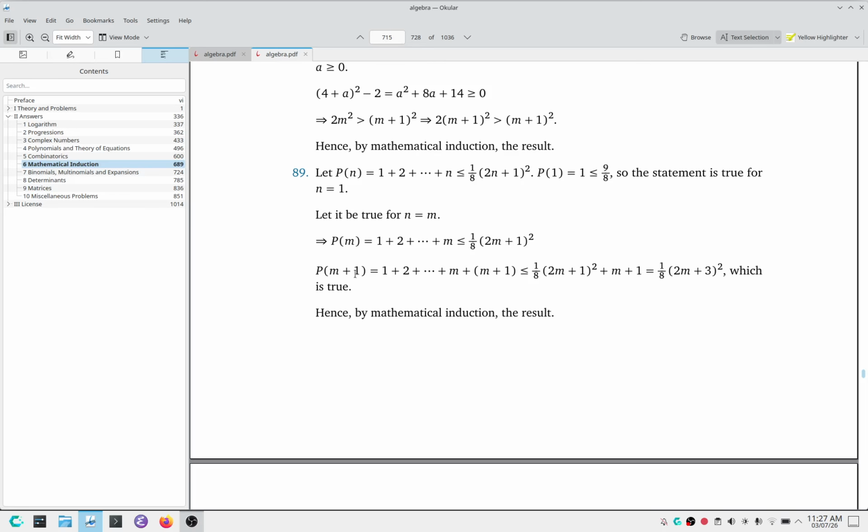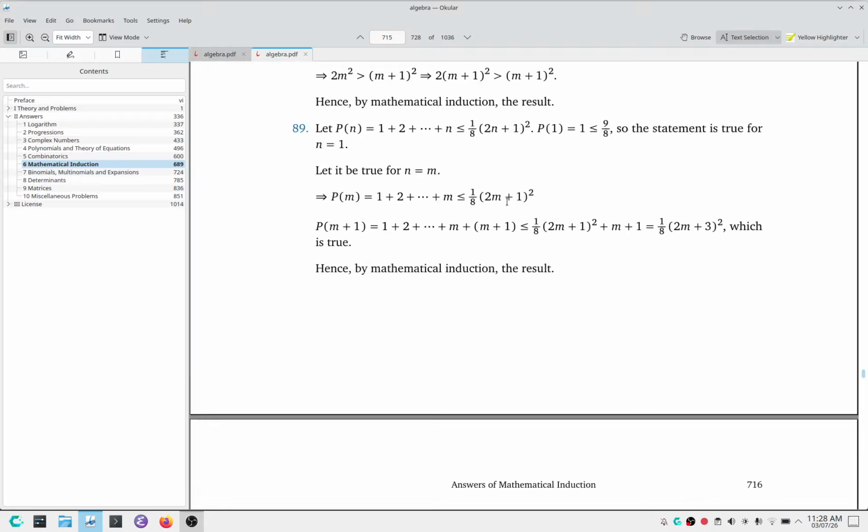Now we put n is equal to m plus 1. So left hand side is the sum up to m plus 1 and right hand side is 1 by 8 times (2m plus 1) whole square plus m plus 1. So we don't put n equal to m, we just add m plus 1 to both sides. Now this is equal to 1 by 8 times (2m plus 3) whole square, and thus by induction we have the result.